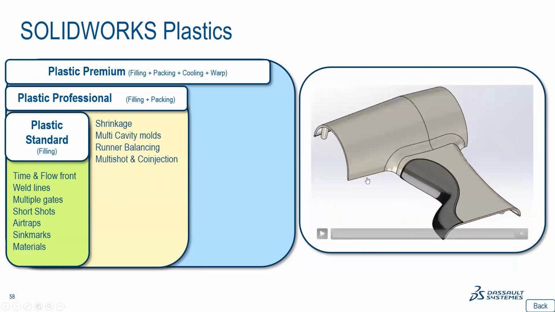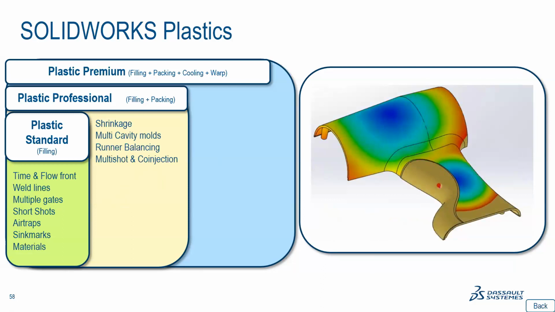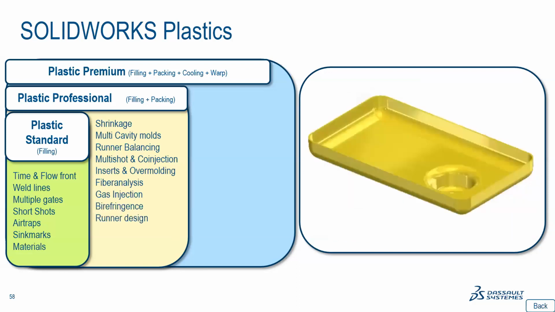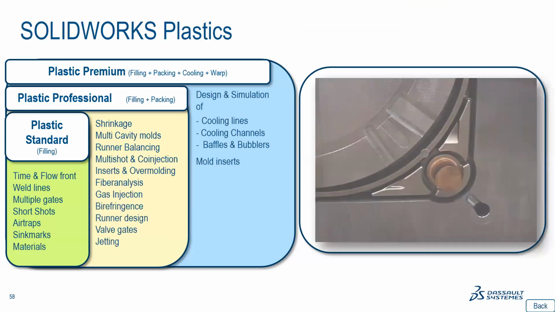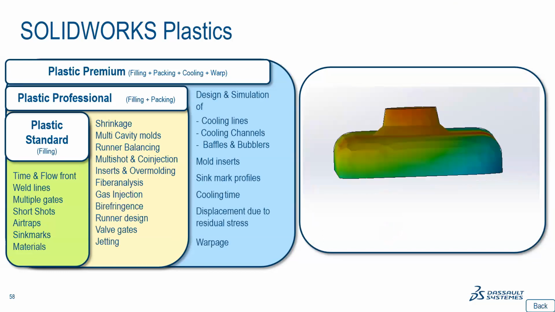You can do multi-shot. So these are different materials. This is one plastic and this is one type of rubber, and you can inject. You can see a lot of this on, for example, drills, the toothbrush. You can also put in some inserts, do some fiber analysis, some gas injection. And you have Plastics Premium, where you will have a lot of things about the mold, to put some cooling lines in the molds, and also to be able to see the warpage of your part. It means that you have a structural analysis behind, after the cooling of the part.